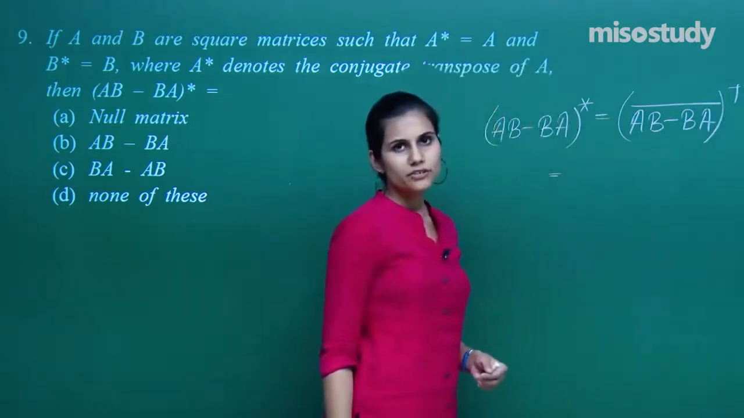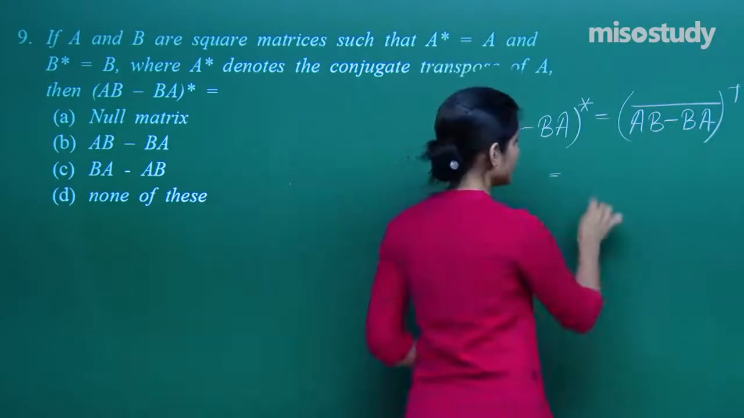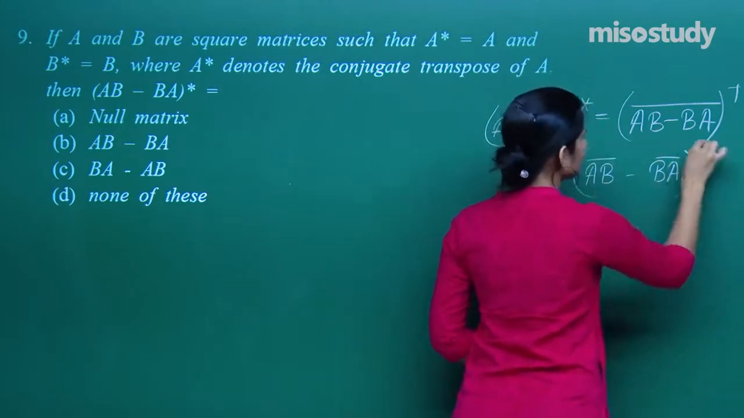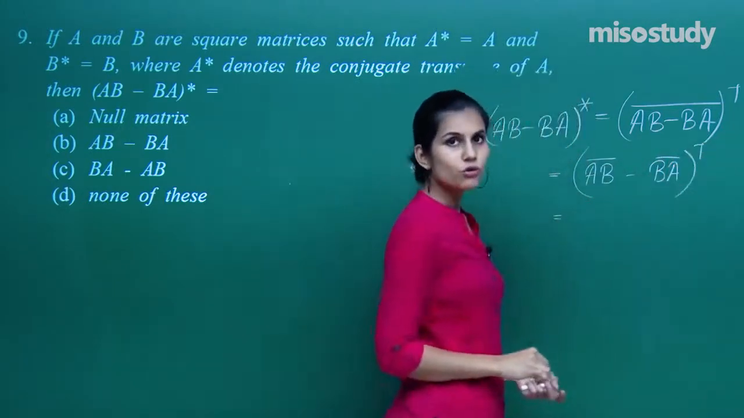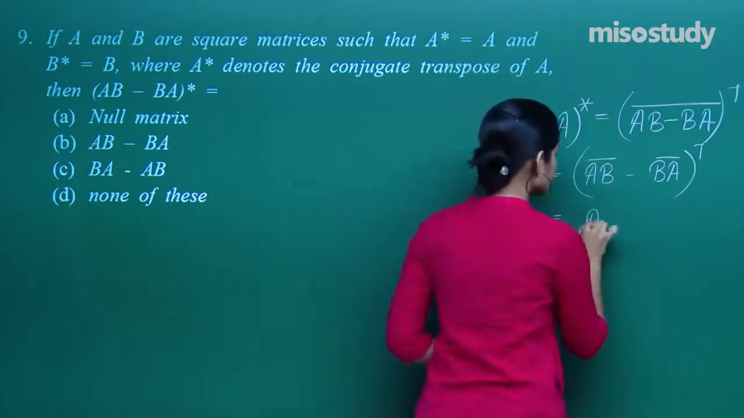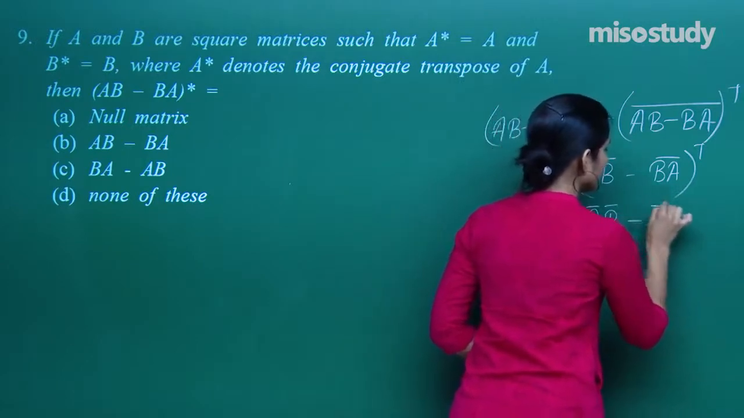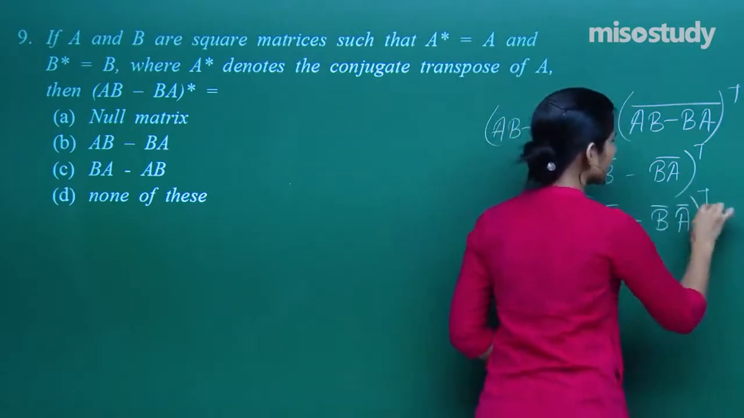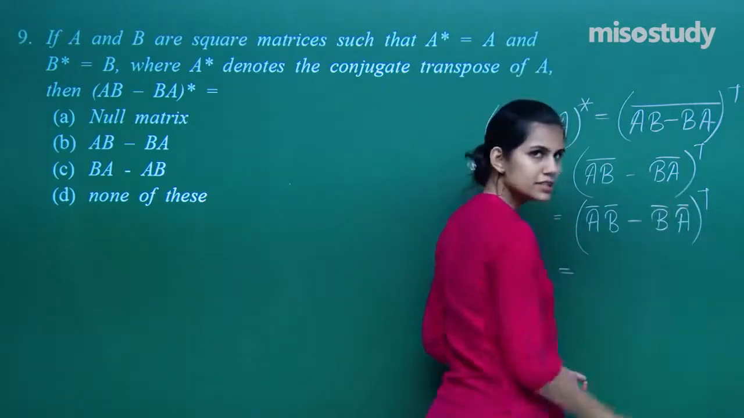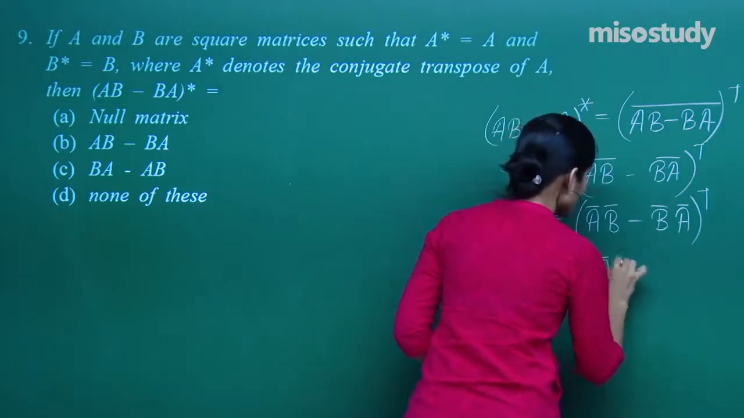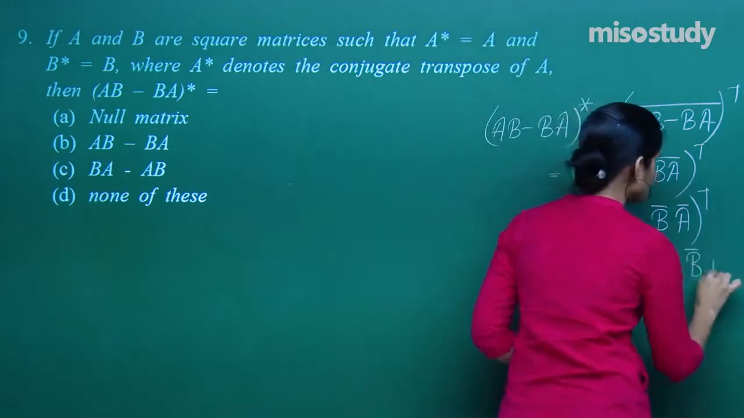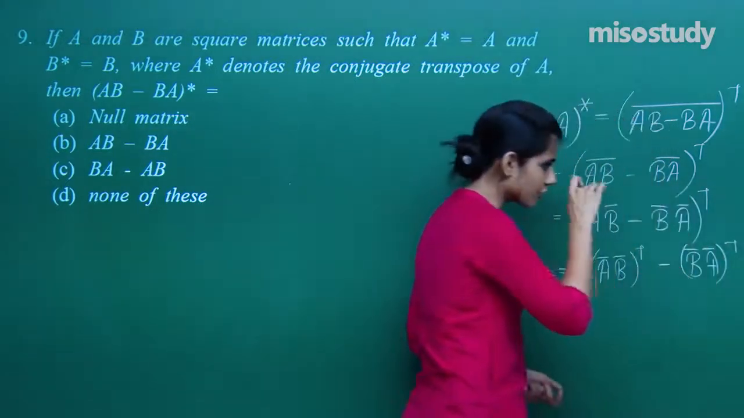Conjugate of difference of two matrices is difference of conjugate of those two matrices. So I get (AB bar minus BA bar) transpose. AB bar, you know that conjugate of the product is product of the individual conjugates. See, so many properties are being used regarding transpose and conjugate. This shows you that transpose gets distributed over the subtraction sign. You get (A conjugate, B conjugate) whole transpose minus (B conjugate, A conjugate) whole transpose.